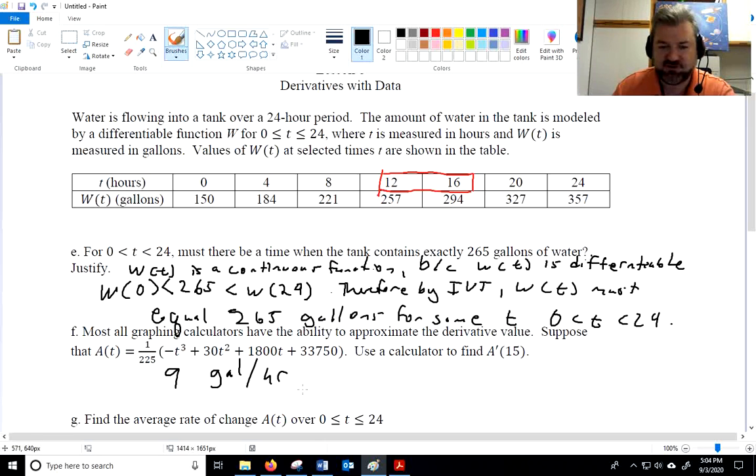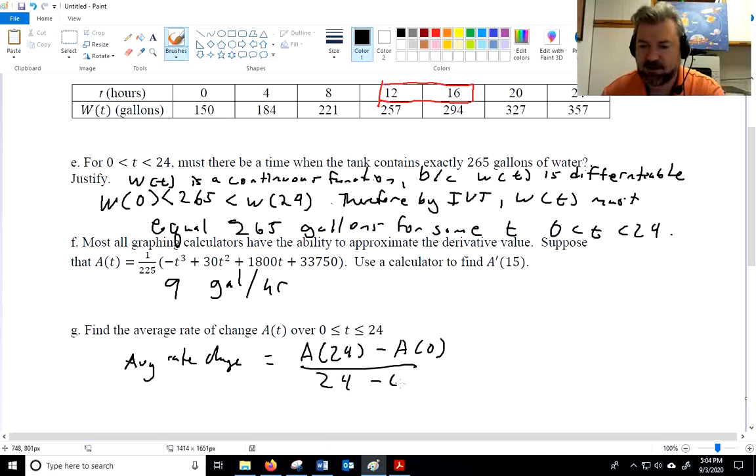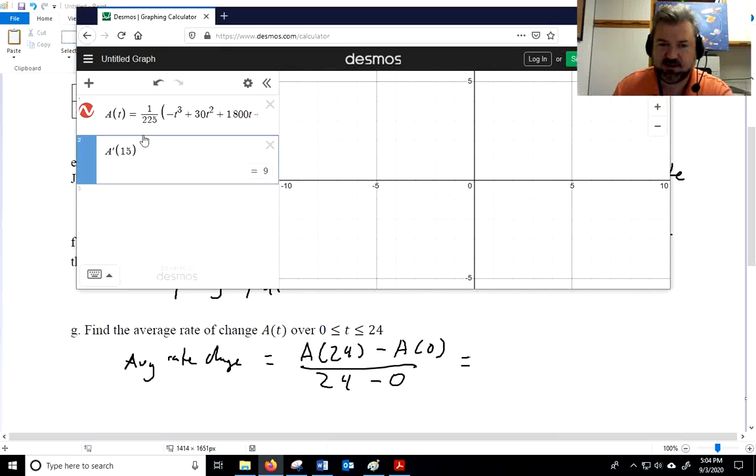Now let's find the average rate of change of A of t, not using the table, but using the expression. So how are we going to do that? Well, we're going to write it down. We're going to say the average rate of change is equal to A of 24 minus A of 0 over 24 minus 0. We can't leave it like that. We've got to figure out what A of 24 is. You don't have to do a lot of calculating, but you can't leave it in that function statement. You've got to take it further.